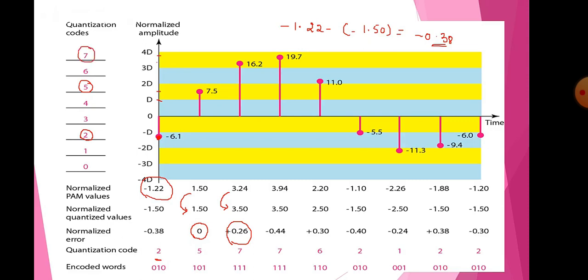So finally we can convert the quantization code into encoded words by representing them in terms of binary values. So 2 means 0, 1, 0. 5 means 1, 0, 1. 7 means 1, 1, 1, and so on.